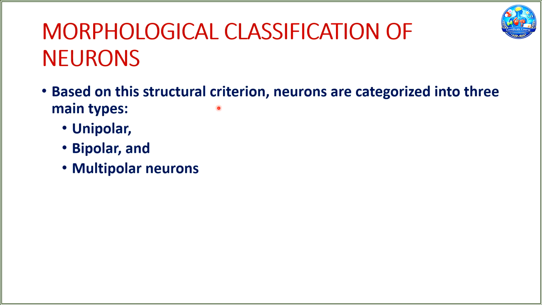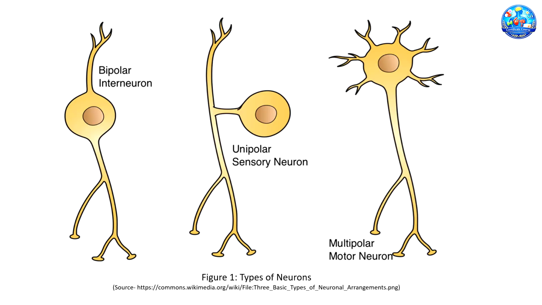Based on this structural criteria, neurons are categorized into three main types. So we have unipolar neurons, bipolar neurons, and multipolar neurons. The unipolar neuron, bipolar neuron, and multipolar neuron. Unipolar sensory neuron, bipolar interneuron, and multipolar motor neuron.